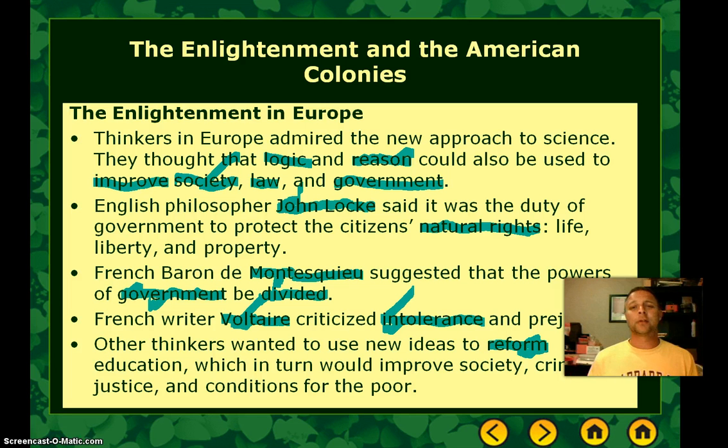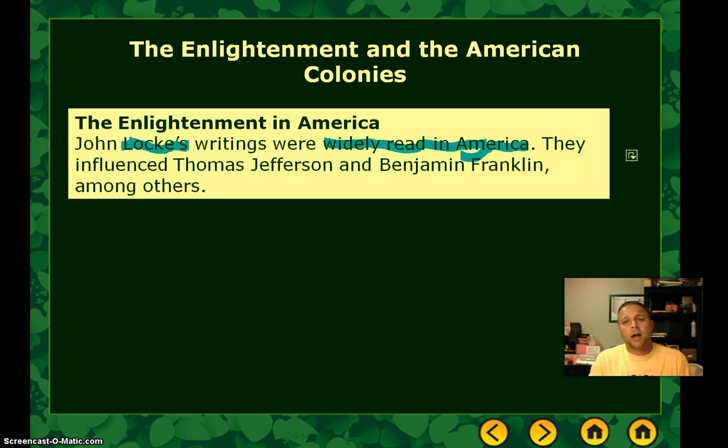So many thinkers wanted to use some of these ideas to improve or reform society through education, reforms for the criminal justice system, improving conditions for the poor, and all of these are going to have a huge impact on the formation of what will become the United States. John Locke specifically was widely read in the United States, at least by intellectuals who could read. Most Americans, most people in the colonies, obviously were not literate at the time, but people like Jefferson, Franklin, and other political leaders well knew what Locke had written and spoken about in his teaching.